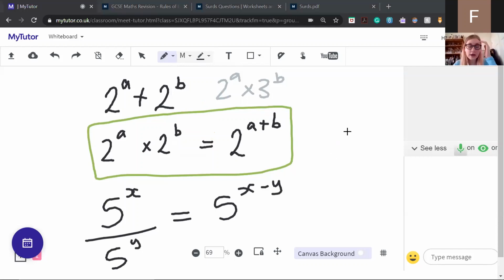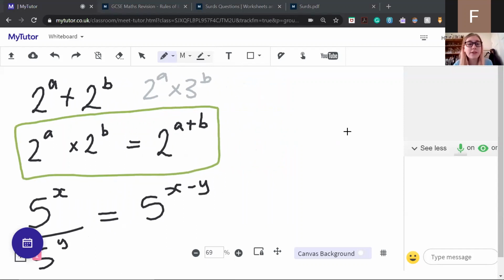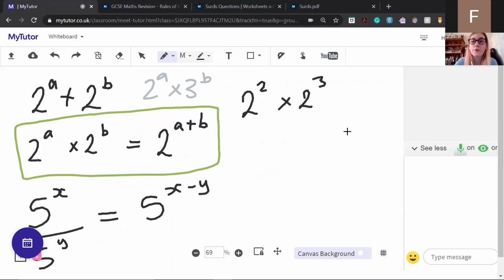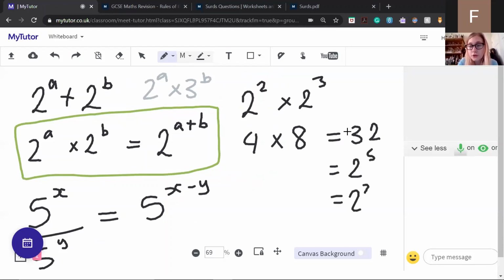We can see some examples of this. So let's do it with 2. So let's say we have 2 squared times 2 cubed, that's like saying 4 times 8, which is 32. And this is the same as 2 to the 5, or 2 to the 2 plus 3. So hopefully you can see here, this is equal to this. That's what we've done there. So this can be super, super useful when we have things in terms of powers that we can simplify them down.